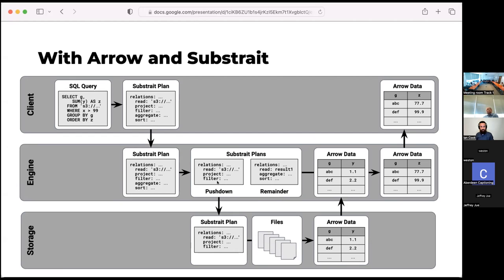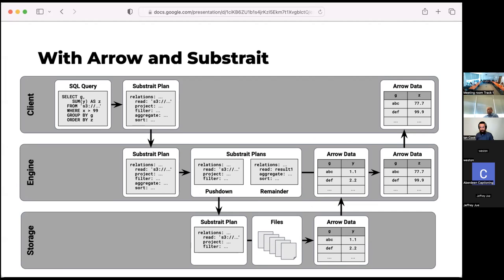So the piece of the original plan that was not pushed down to the storage system, that remainder plan gets executed on the intermediate data, generating a final result set still in Arrow format. That Arrow formatted final result set gets sent to the client, which can work with it natively in Arrow format. So there's serialization happening exactly once here, which is when the files are being scanned, and that's it.